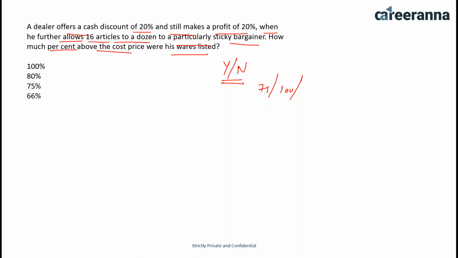Okay, so let me explain this question. As per the question, he gave him a discount of 20% initially, and then the customer was bargaining. He allowed that you pay for 12 articles, that is a dozen, and take 16 articles. Do you get this? Suppose that I am that shopkeeper. So please try to understand it now.